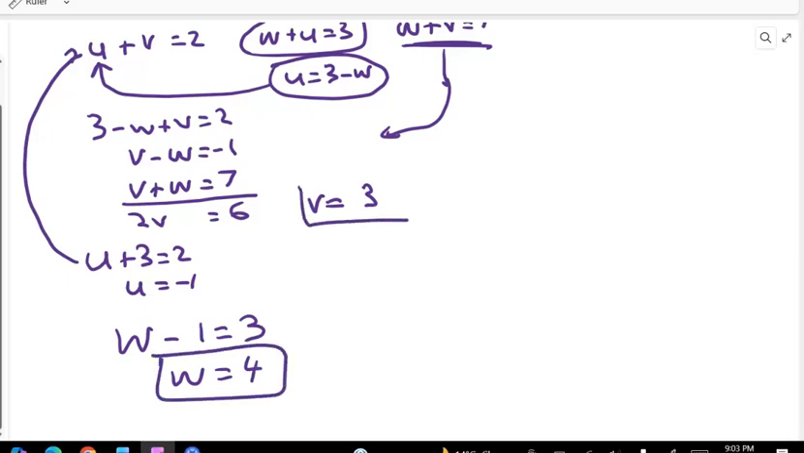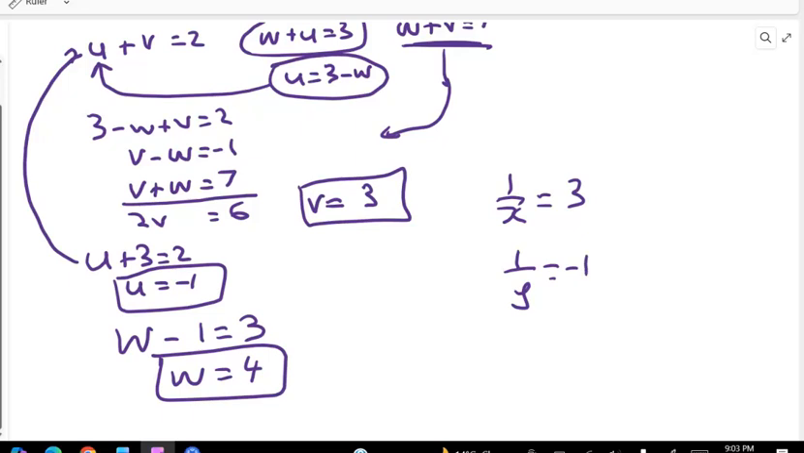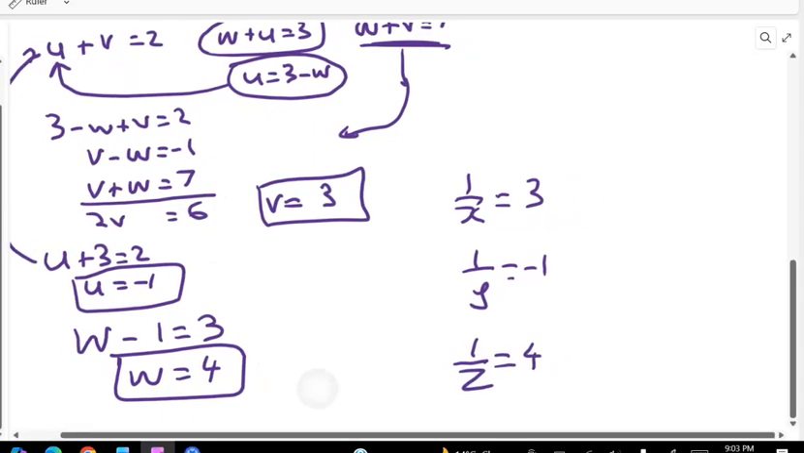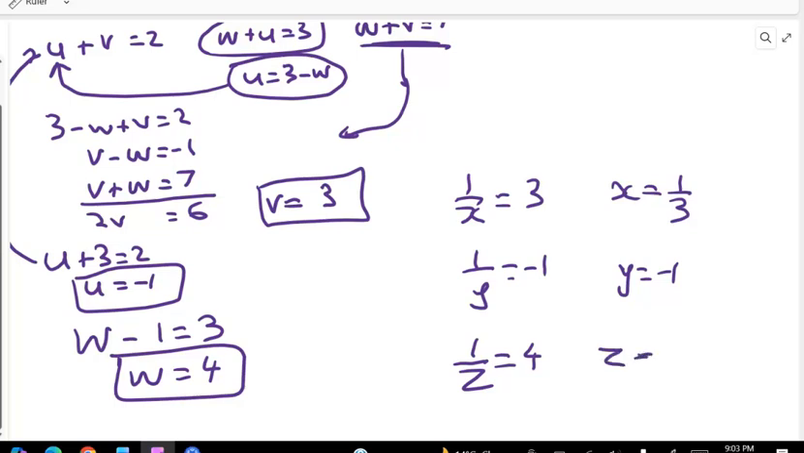So we've got w, v, and u. So 1 over x is equal to 3, 1 over y is equal to negative 1, and 1 over z is equal to 4, giving me final answers of x is 1/3, y is negative 1, and z is 1/4.